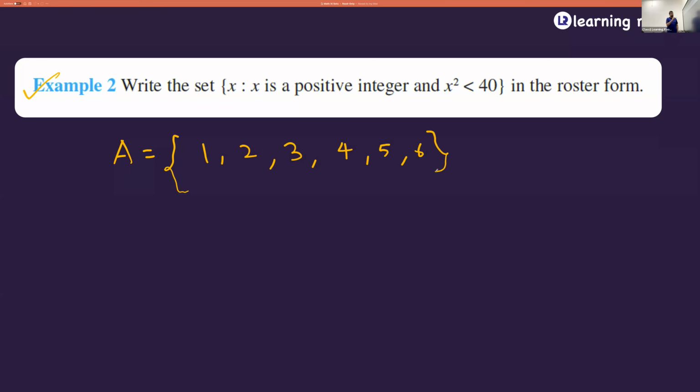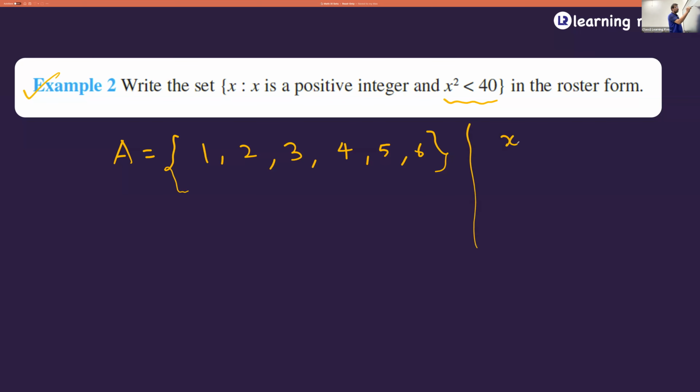See, this one, I'll explain how to handle it. Will you be able to understand? Can you try? I'll explain a method of how to handle inequality. It is not x square is equal to 40. It is x square less than 40. Right?